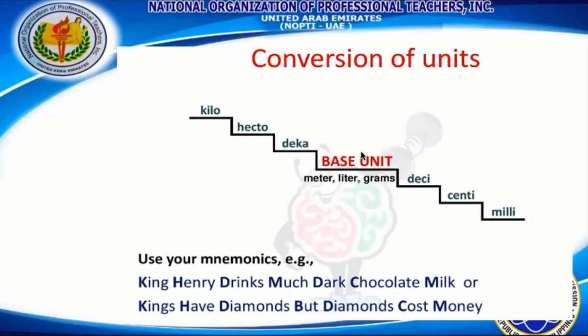For example, 1 meter, etong base unit, 1 meter equals 10 decimeter. 1 meter equals 100 centimeter. 1 meter equals 1,000 millimeter. Pero, pag dito naman sa taas, hindi. 10 meter, 1 decameter. 100 meters, 1 hectometer. 1,000 meters, 1 kilometer.